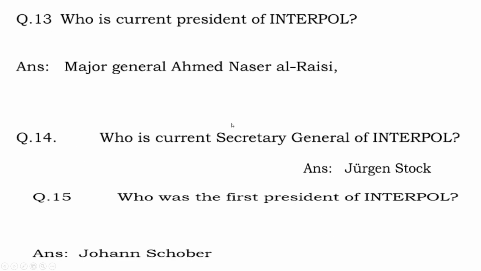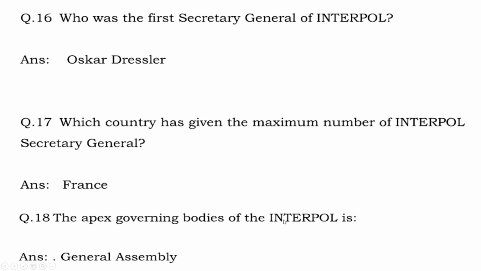Okay. Next question: who is the current president of Interpol? Major General Ahmad Nazir Al Razi. Question number 14: who is the current Secretary General of Interpol? Jürgen Stock. Now you have to search which country is related with these 2 personalities. Who was the first president of Interpol? John Scobar. Next question: who was the first Secretary General of Interpol? Oscar Dressler. Right? Next.